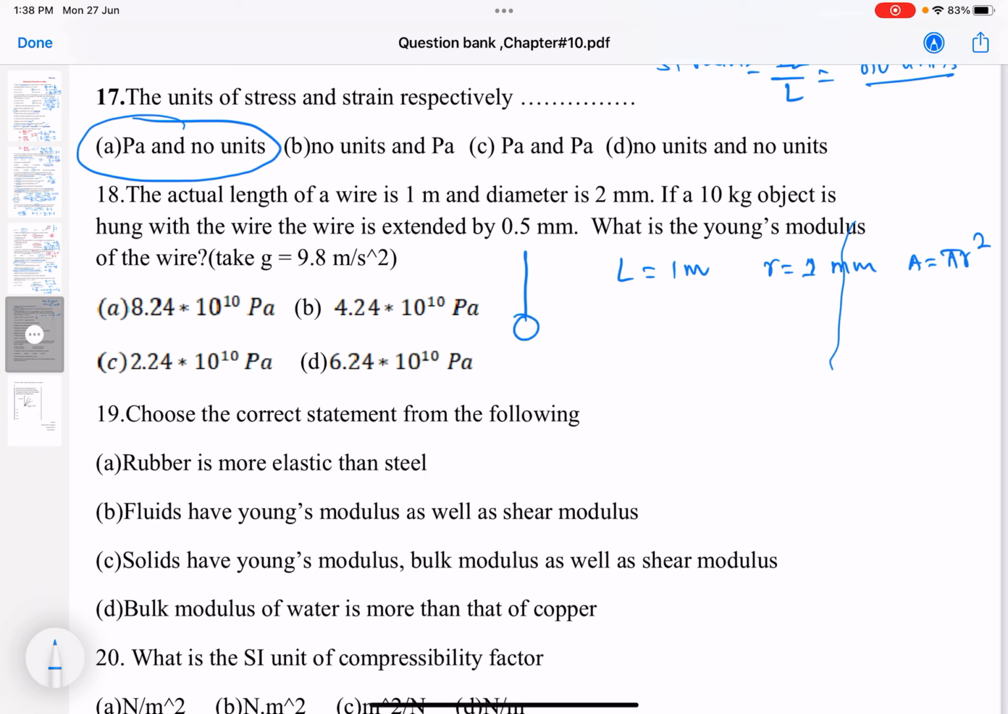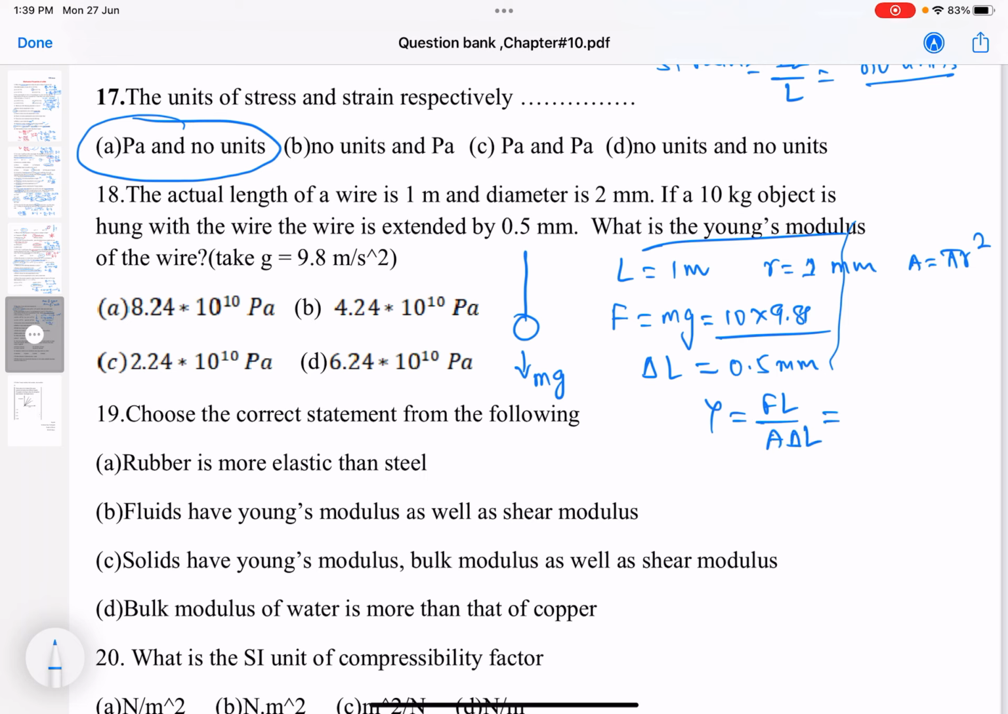That wire is being hung by a 10 kg mass. So what is the force acting on the wire? Force equals m into g, where m is 10 and g is 9.81. So you will get the answer for force here. And now he has given delta L value also. Delta L is equal to 0.5 mm, converted into meters. Now use the formula Y equal to F into L by A delta L in order to find out the Young's modulus. So you will get the answer as 6.24 into 10 to the power of 10 pascals by substituting all the values given.